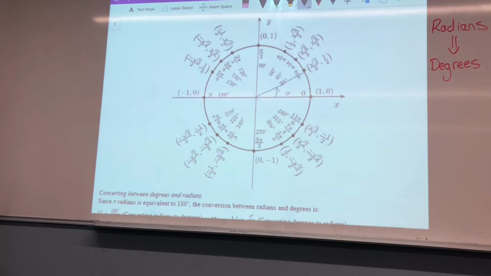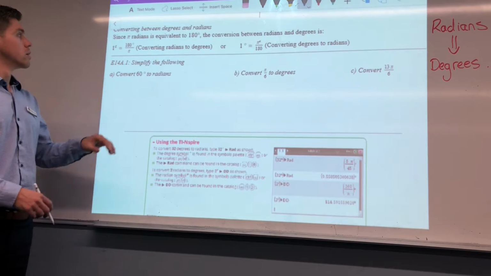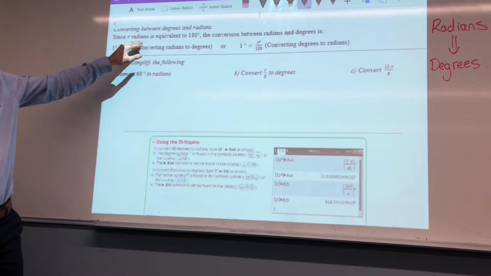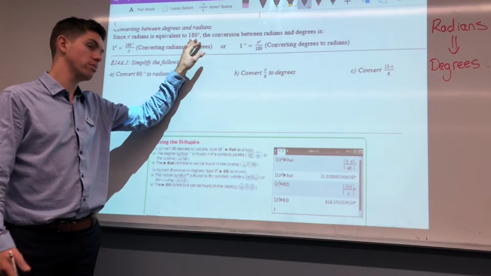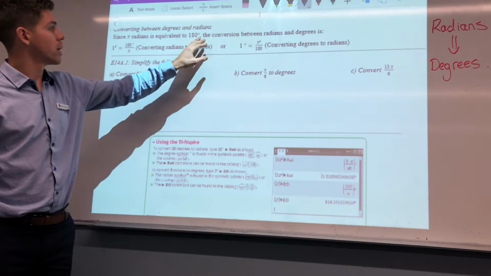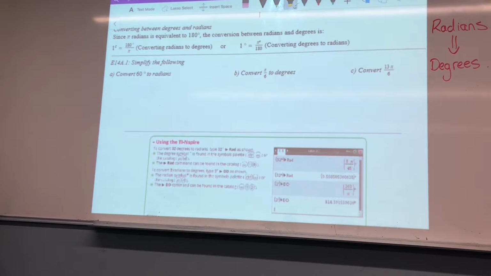Now that we've defined this measuring system, what's a quick way to convert between degrees and radians? Since pi radians is equivalent to 180, just like 2 pi is equivalent to 360, we've simplified it by dividing both by 2. Then we can convert between the two by this conversion factor, 180 over pi, or pi over 180, depending on which one we're converting to.